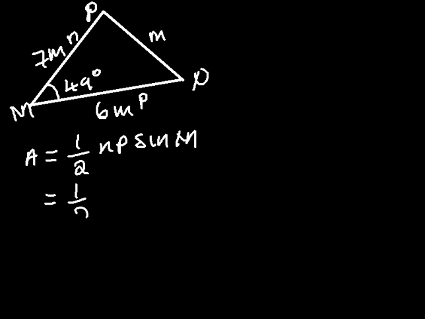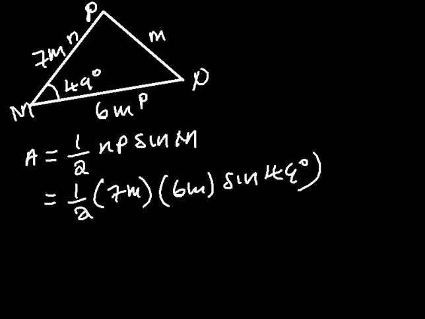And we have half, and what is the side N? We have it as 7 meters. And what is the side P? We have it as 6 meters. And we have the sine of 49 degrees. So how should you have the area there? We'll have it as half times 7 times 6, that is 42, times the sine of 49.